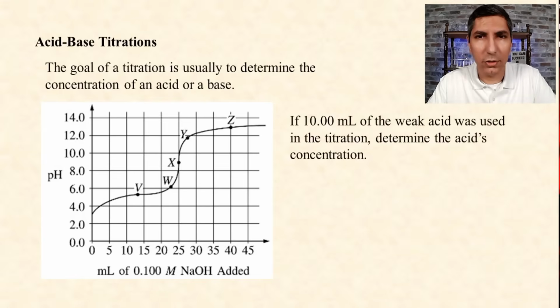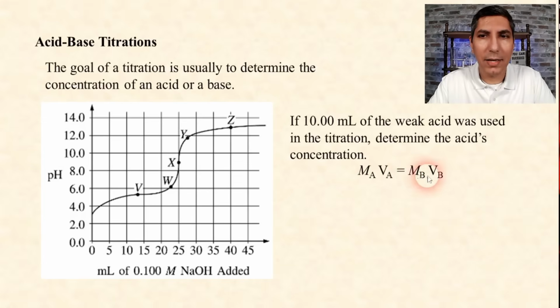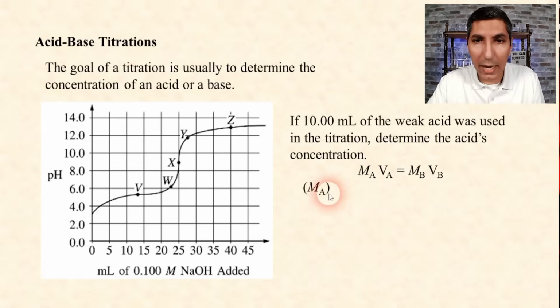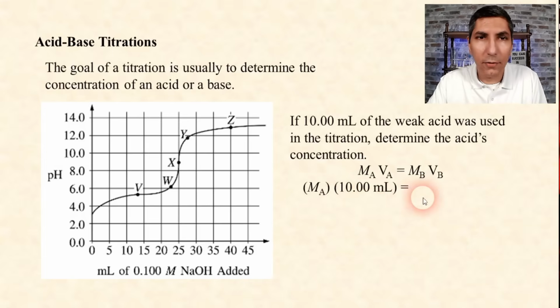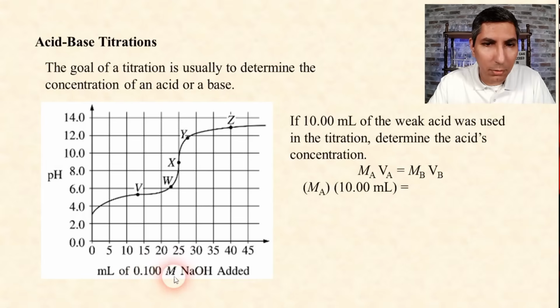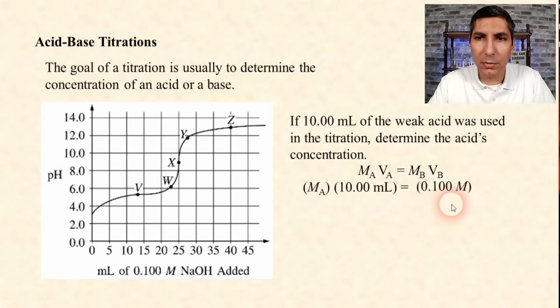Now, let's take a look at the first question here. Let's say that we have 10.00 milliliters of a weak acid that was used in this titration. Determine the acid's concentration. Well, we're going to plug this into the titration equation. Molarity of the acid times volume of the acid equals molarity of the base times the volume of the base. So molarity of the acid is what we're trying to solve for. So Ma is the unknown. The volume of the acid, what it says right here, we used 10.00 milliliters. So that goes in for Va. Now the molarity of the base is given to us in the graph. It says that the base is 0.100 molar. So that goes in for M sub B.